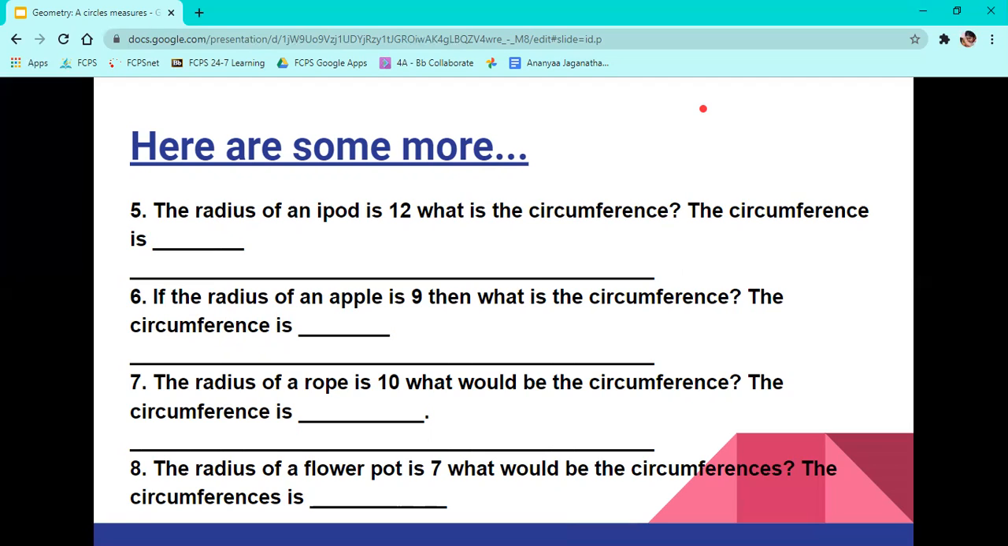Number 5's answer is 75.36. Number 6's answer is 59.66. Number 7's answer is 62.80 or 62.8. Number 8's answer is 43.96. So if you got all the questions correct from number 1 in circumference problems, give yourself a pat on the back and you should be really happy.